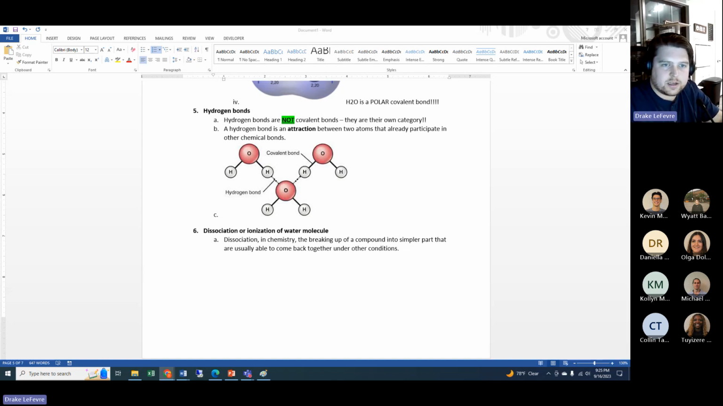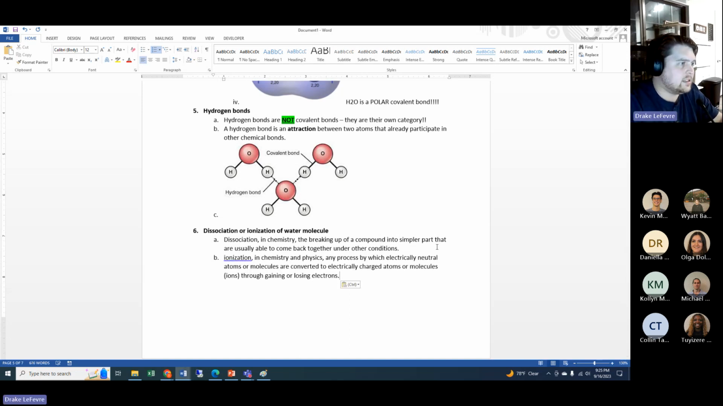So here you go. This is ionization. Ionization is any process by which electrically neutral atoms or molecules are converted to electrically charged atoms or molecules, called ions, through gaining or losing electrons.